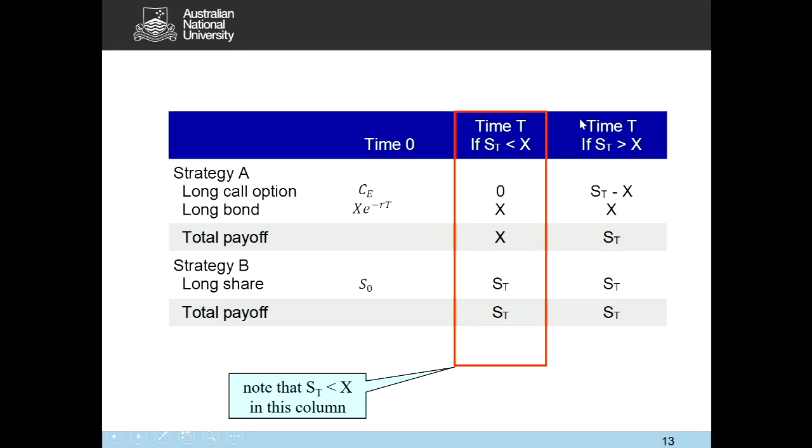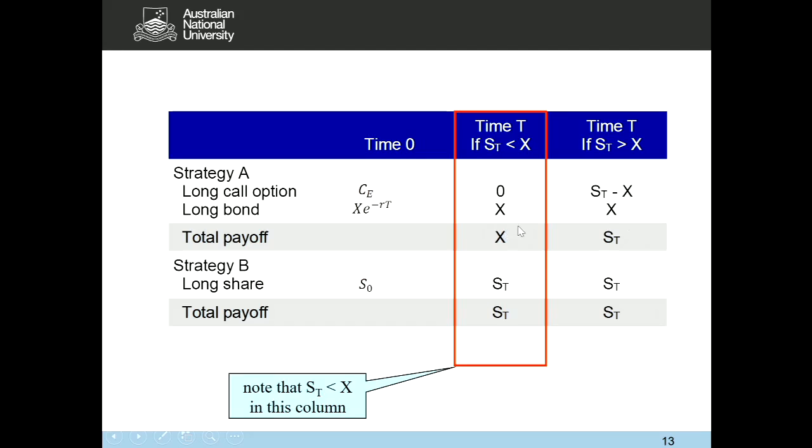Now, if the share price finishes higher than the strike, then both portfolio A and portfolio B will get a cash flow of ST. So they are identical when the share price finishes high, right? So that's what we're able to establish.